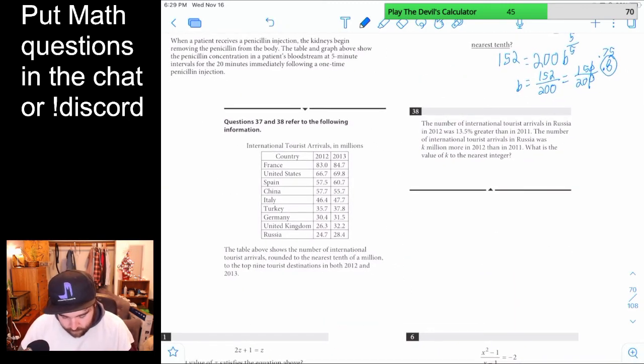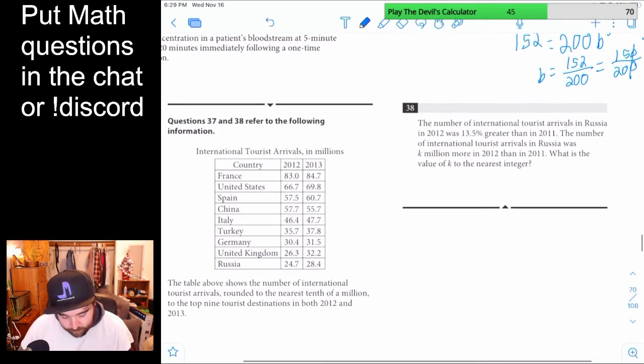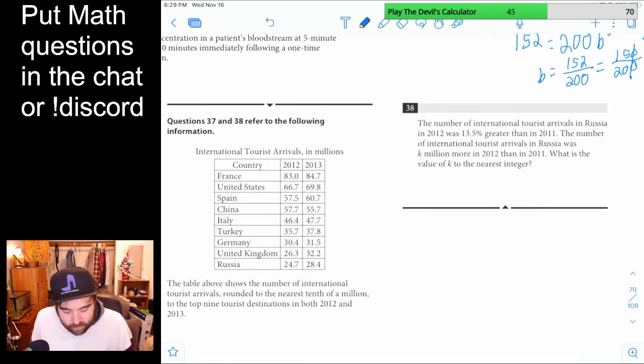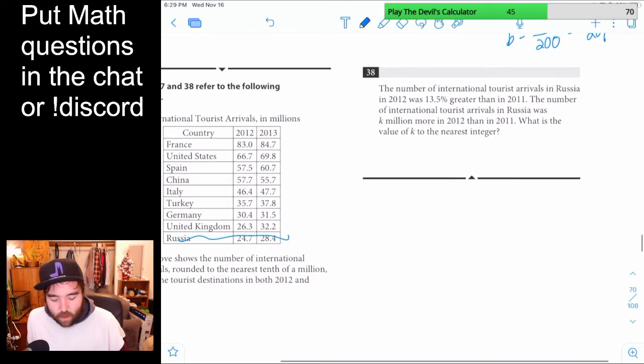All right. So let's see. Next, 38 goes with this table. Looks like we'll probably do something similar. The number of international tourists arrived in Russia in 2012 was 13.5% greater than in 2011. The number of international tourists was K million more in 2012 than 2011. What is the value of K? Okay, so we're looking at Russia, as we all are right now.